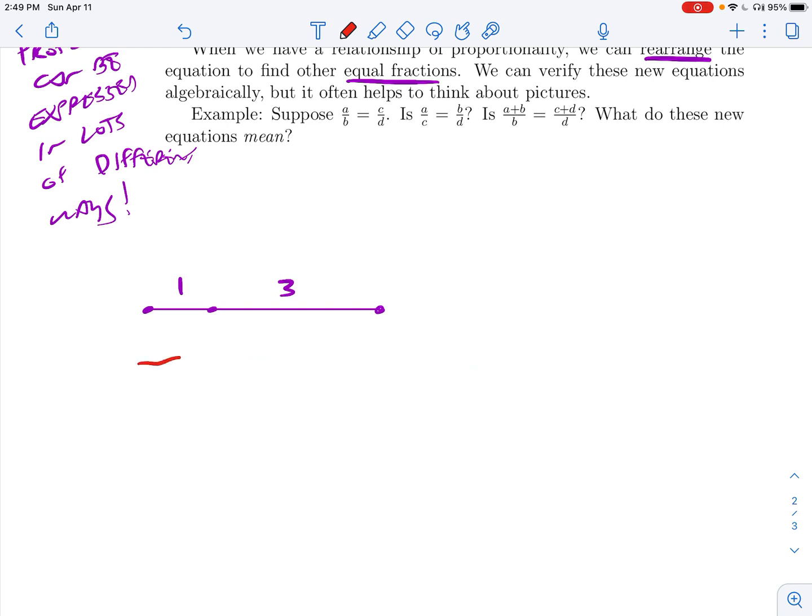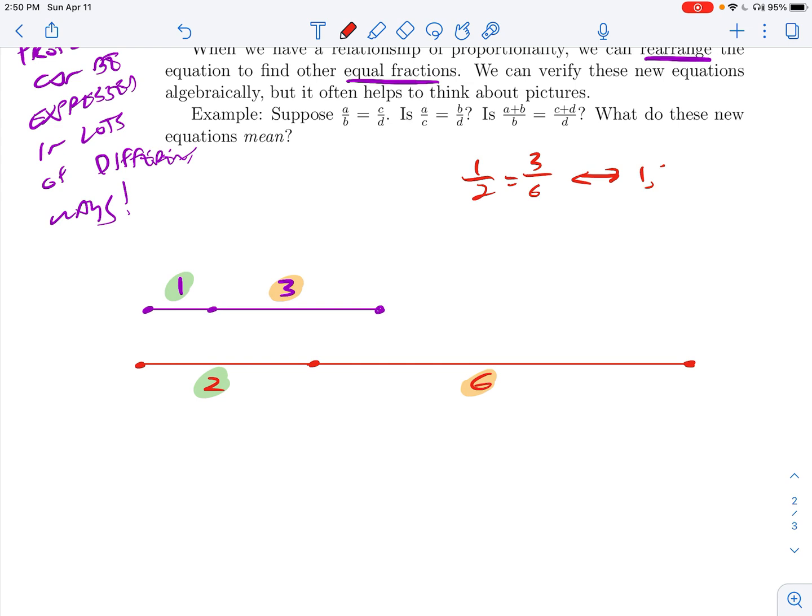That didn't quite work. So this distance is 2, and this distance is 6. So we might see proportionality here. 1 compared to 2 is the same as 3 compared to 6. Using the proportionality symbol, the sequence 1, 3 is proportional to the sequence 2, 6. But I want you to realize there are lots of ways of expressing what's going on.